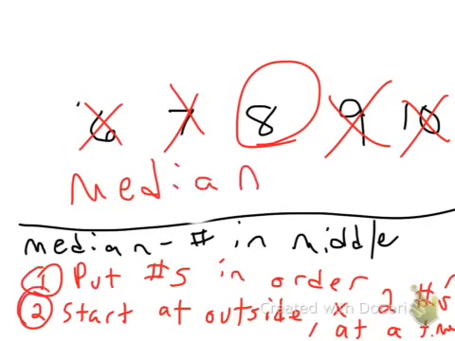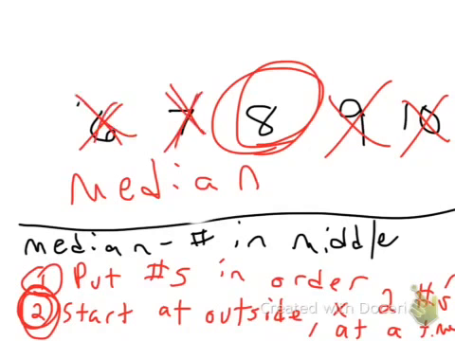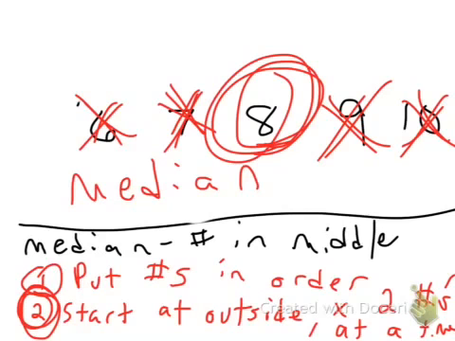Now, number 2 is very, very important, and it's going to be very important because of what happens next. So if there is an odd number, then it's going to be very easy. You put all the numbers in order, and then you start out, cross out 2 on the outside at a time, and then you get what's left in the middle. Now, there's one other thing that can happen, and I'm going to show you with this next data set.